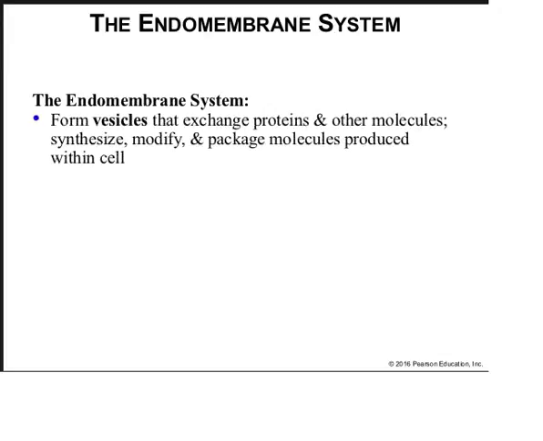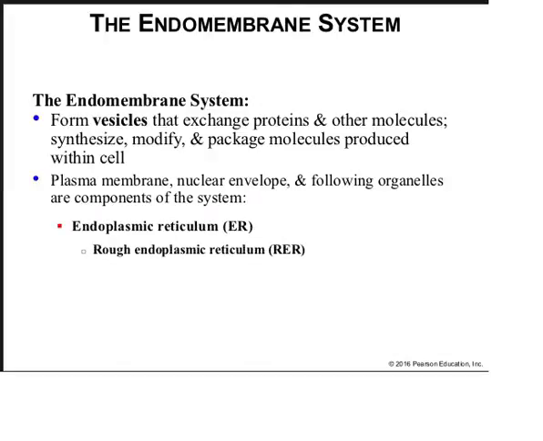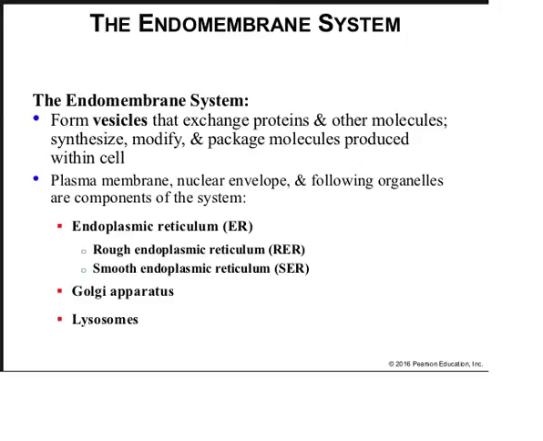The endomembrane system describes a series of vesicles that exchange proteins and other molecules. They synthesize, modify, and package these molecules and then transport them to the area in the cell where they're going to perform their task. The plasma membrane, the nuclear envelope, and the following organelles are all components of this system. It includes the endoplasmic reticulum, which is made up of the rough endoplasmic reticulum, or RER, and the smooth endoplasmic reticulum, or SER, the Golgi apparatus, and the lysosomes.